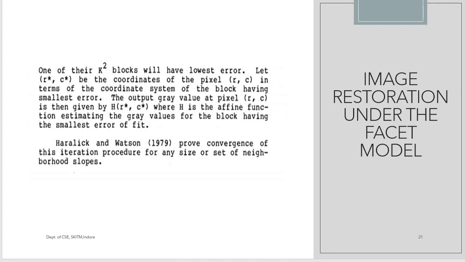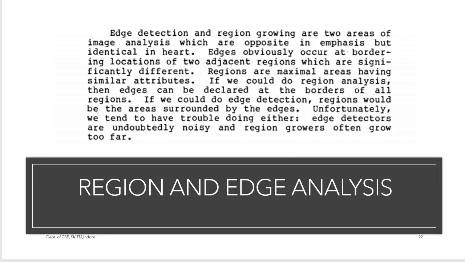So we are trying to restore the image, and its value should be close to the original image. Next we have region and edge analysis: edge detection and region growing. Edge detection: for any object, what is its edge? By comparing pixels we can easily identify the edge. And region growing means expanding the region.